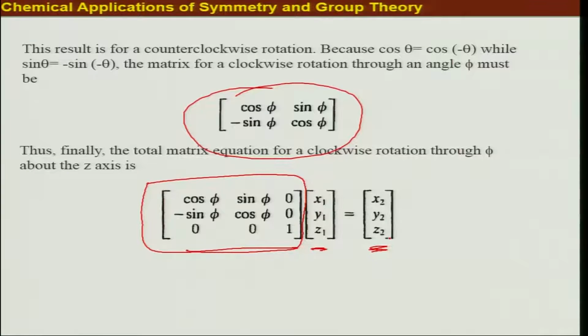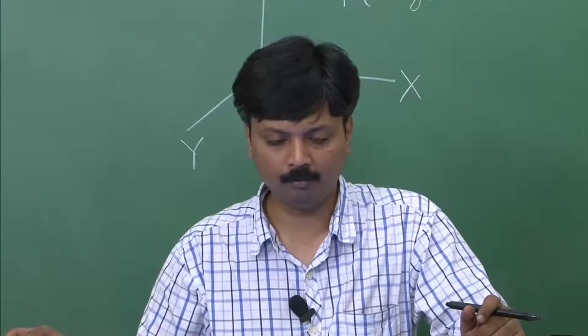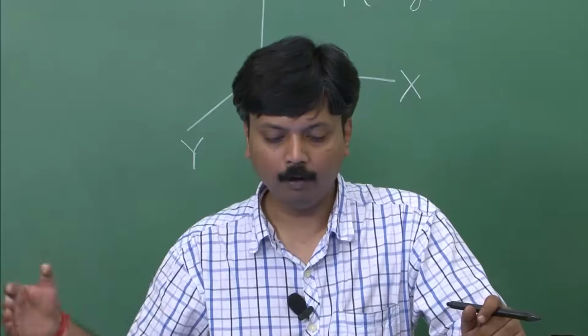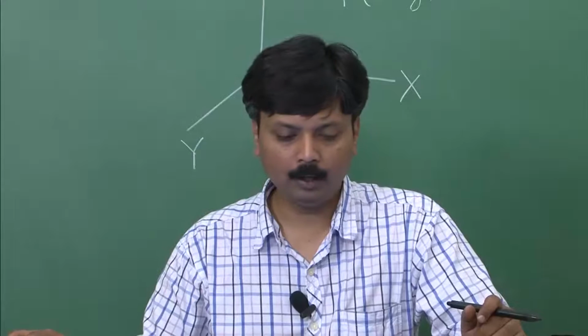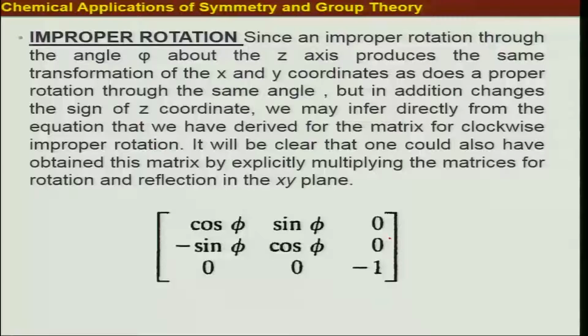So you can figure out yourself what the form of the matrix will be for any given Cn, C3, C4, C5, whatever you can think of. You can try those values and get the matrix forms. Now we are left with the last one, that is the improper rotation.